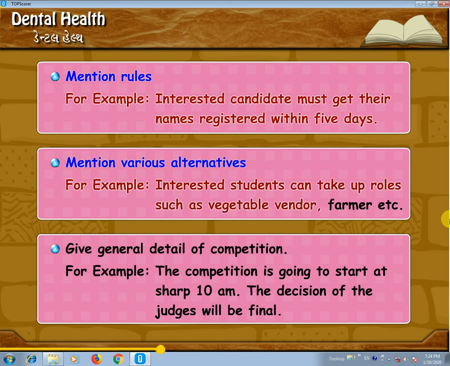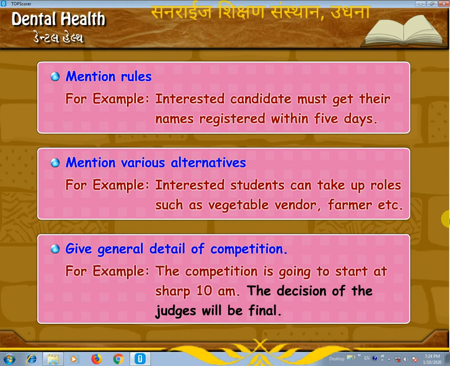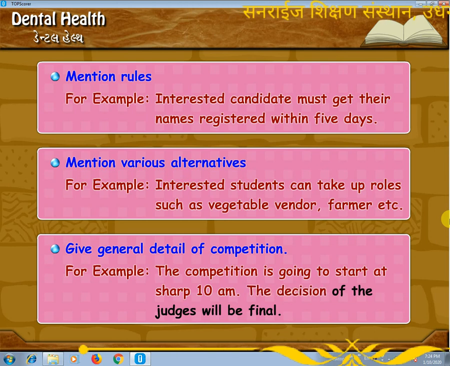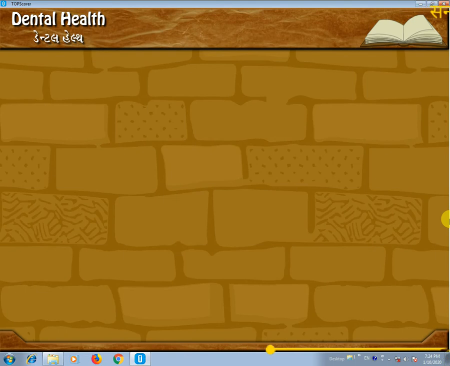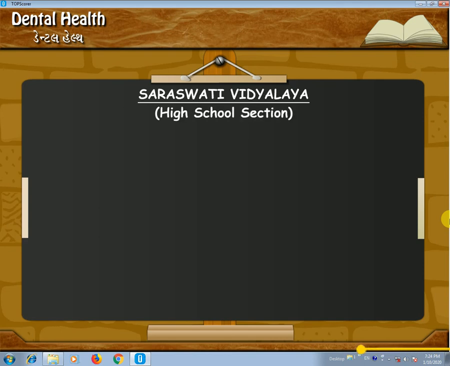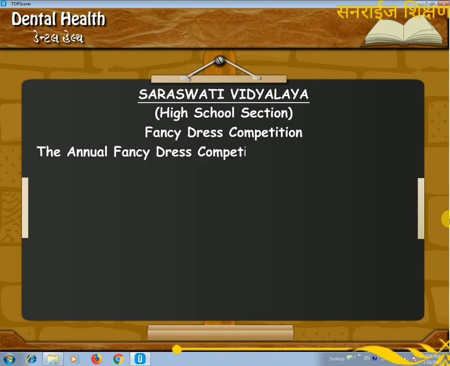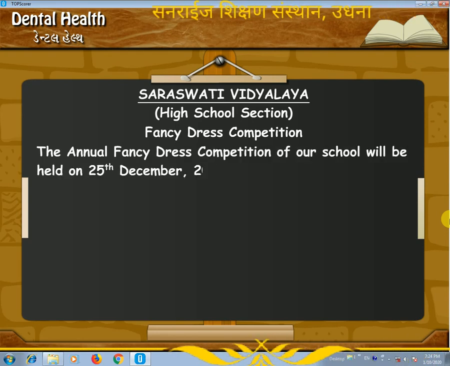Let us write the notice now. Saraswati Vidyalaya, High School Section, Fancy Dress Competition. The annual fancy dress competition of our school will be held on 25th December 2015 at 10 a.m. in the Assembly Hall. All the students who are interested in participating in the competition must submit their names with their class teachers by 1st December 2015.